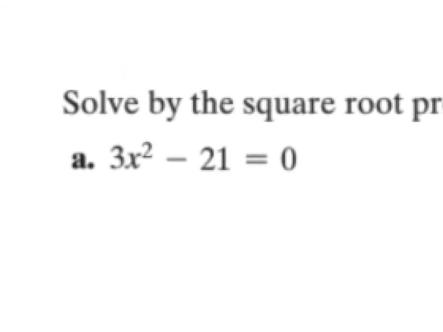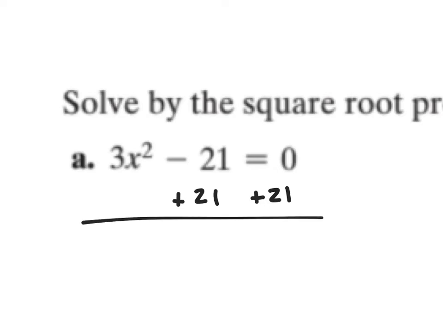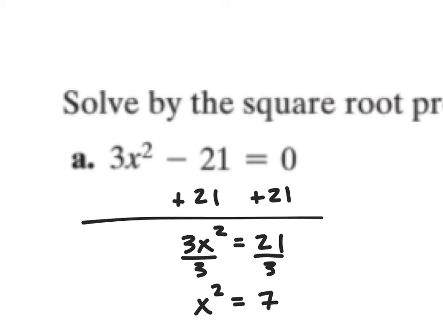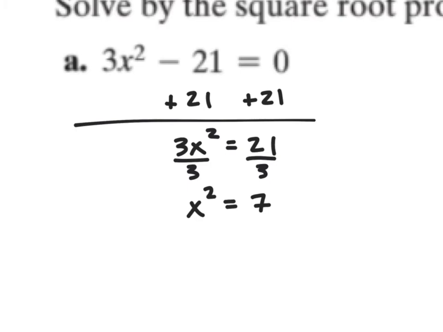Okay, so let's do this. What I'm going to do is I'm just going to isolate x squared. So we're already set equal to 0. I'm going to add 21 to both sides. Okay, and so now I've got 3x squared is equal to positive 21. Okay, I can isolate x squared by dividing everything by 3. Okay, and so I get that x squared is equal to positive 7. Okay, now what I can do is I can apply the square root property. Okay, because I just have a single x squared equal to a number, I can just do that.